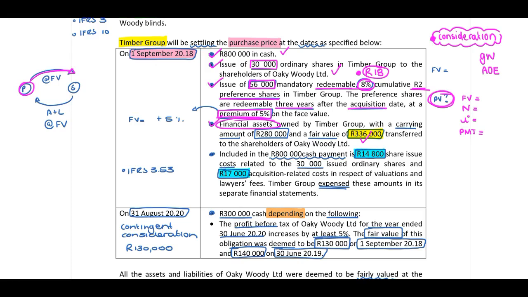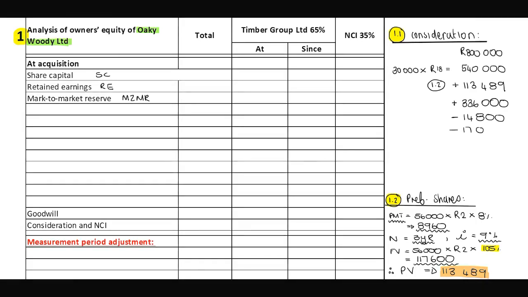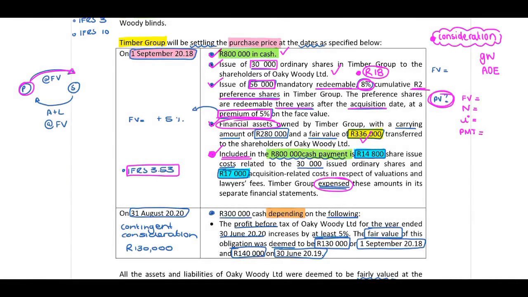Guys, we need to expense these costs. You can refer to IFRS 3 paragraph 53. We need to expense this, therefore we need to take it out, guys, from the 800,000 because they indicate included in this 800,000 cash, the first bullet point. Therefore, we need to take this out. Therefore, minus 14,800 minus the 17,000.